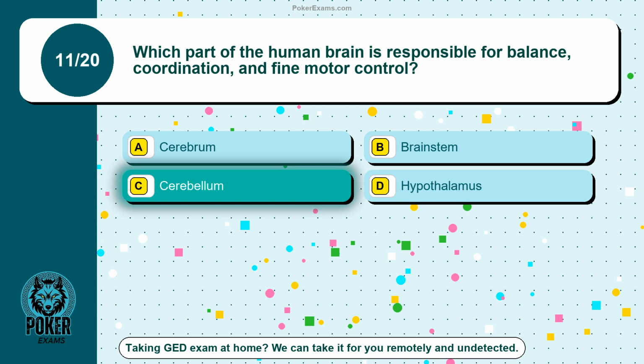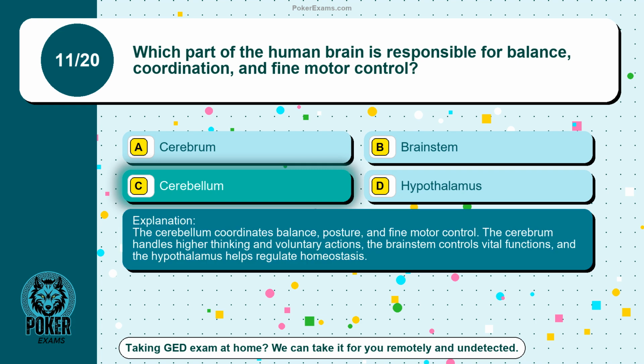The correct answer is option C, cerebellum. The cerebellum coordinates balance, posture, and fine motor control. The cerebrum handles higher thinking and voluntary actions, the brainstem controls vital functions, and the hypothalamus helps regulate homeostasis.